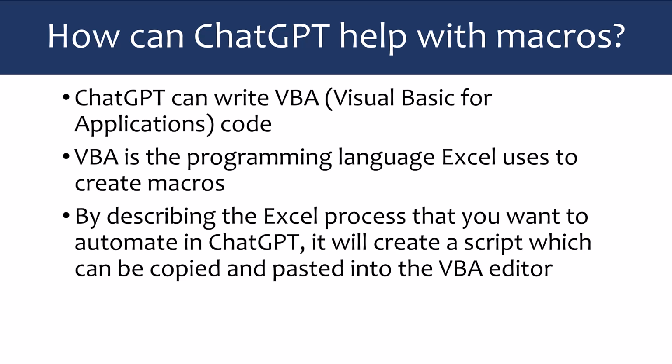ChatGPT can help you with macros. ChatGPT can write VBA code. VBA stands for Visual Basic for Applications. It's the programming language Excel uses to create macros. By describing the process you want to automate in Excel, ChatGPT will create a script that you can copy and paste into the VBA editor.